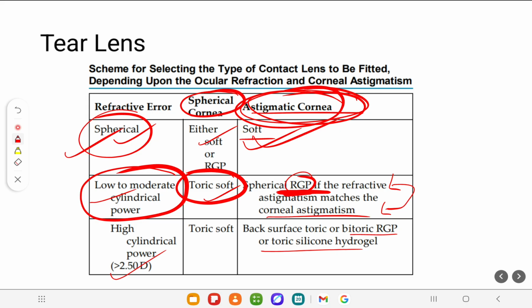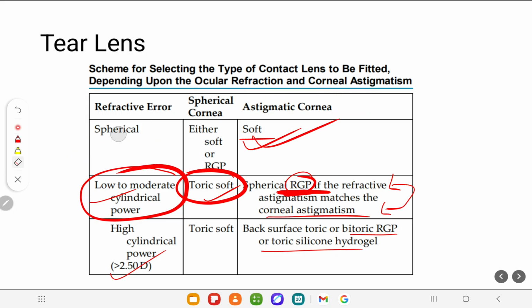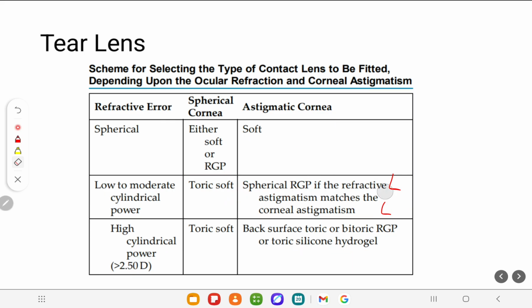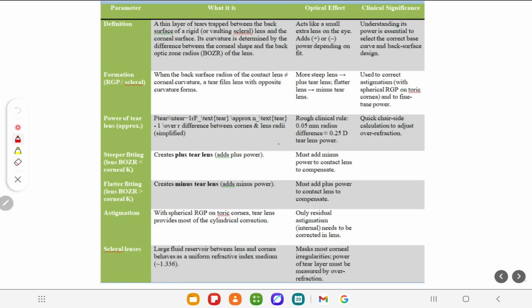So it's important to understand this concept. It's very important to understand this concept. I'm definitely going to talk about it whenever we talk about astigmatism and the correction of astigmatism through contact lenses. Okay, so I think this is the last slide, so let me discuss again the parameters, the optical effect and the clinical consideration.